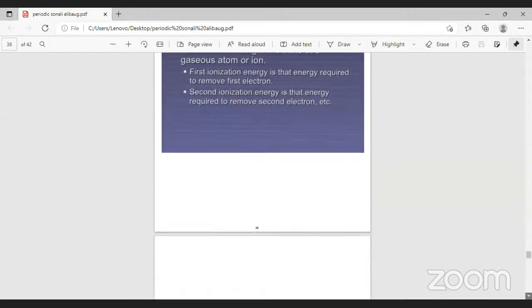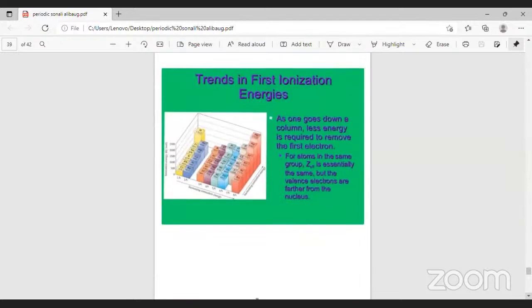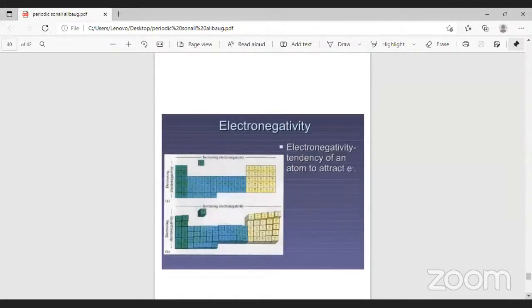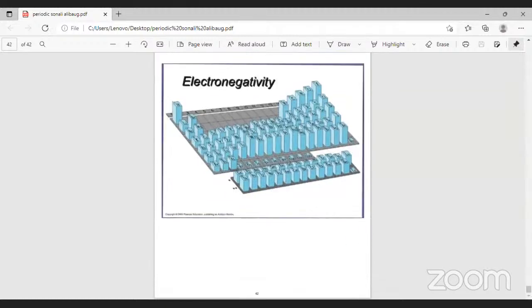That is background, so just go through it. Diagram again, I insist. Just go and get pictorial information. It will be very easy to understand. Then here we have electronegativity. See electronegativity, that 3D diagram itself indicates the trend.